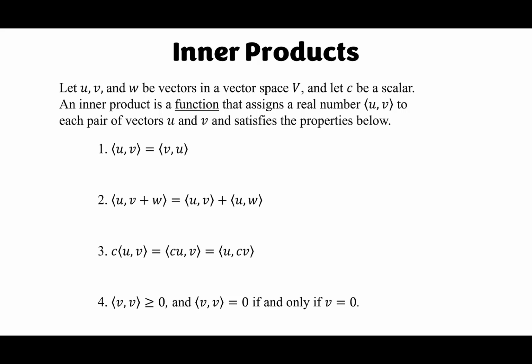And again, this if and only if works both ways. So if the inner product is 0, then v is 0. And also if v is 0, then the inner product of v with itself is 0. So the if-then statement goes both ways for this if and only if.